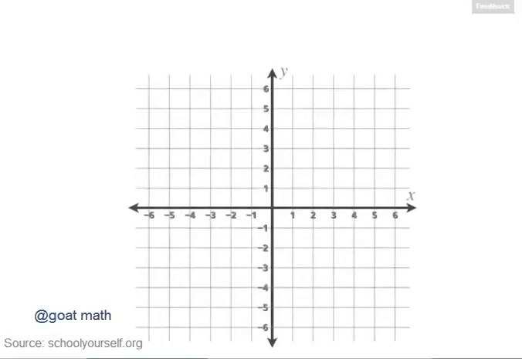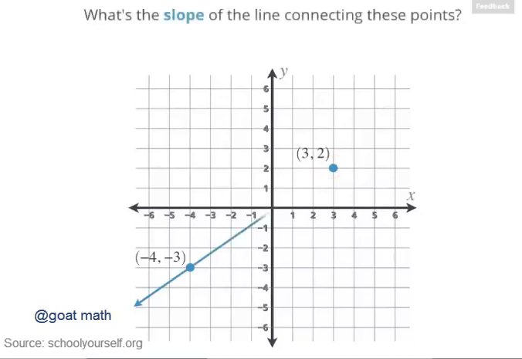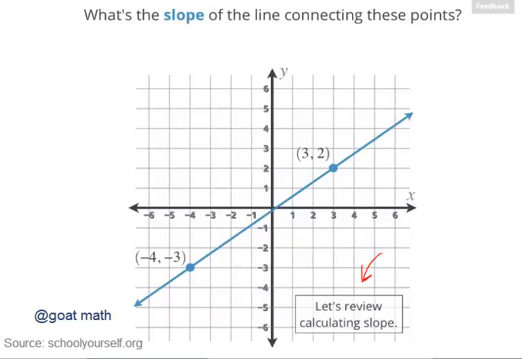Let's start with the coordinate plane and these 2 points, -4, -3, and 3, 2. What's the slope of the line connecting these 2 points? And to review how to calculate slope, click down here. Exactly, this slope is 5/7.